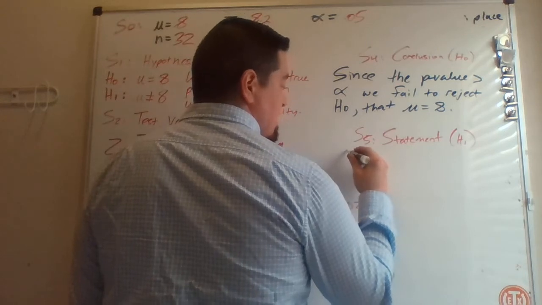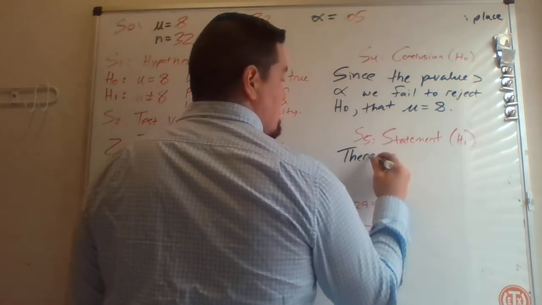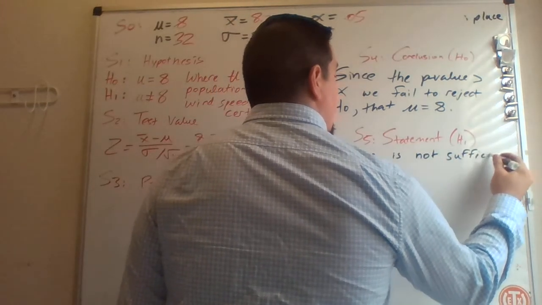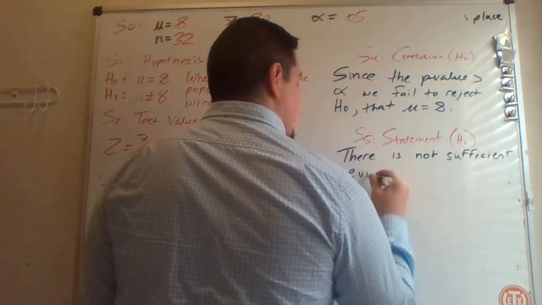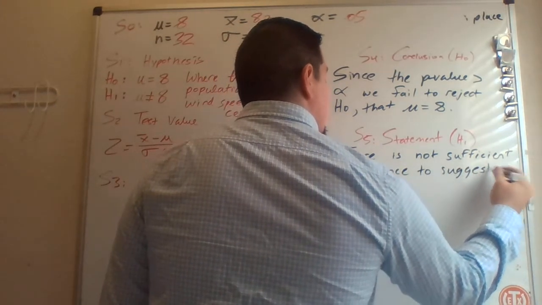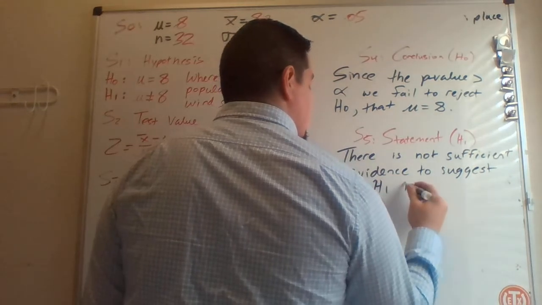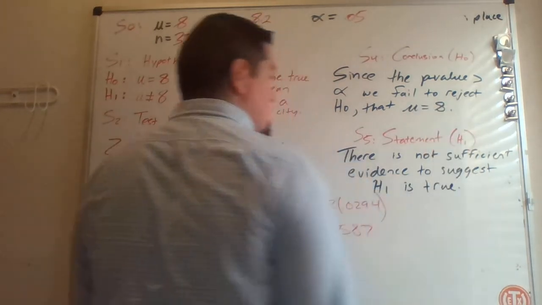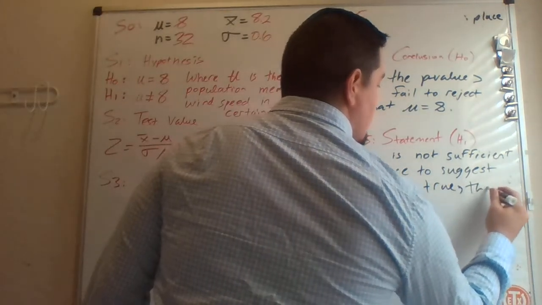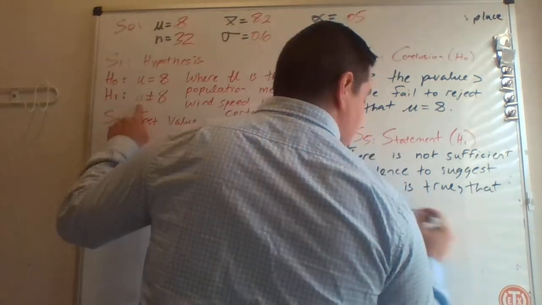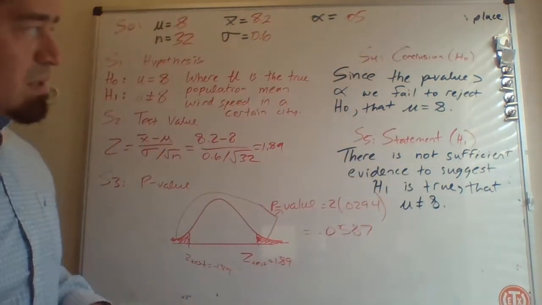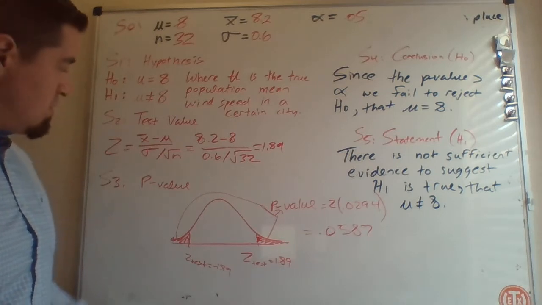That means there is not sufficient evidence to suggest H1 is true. Okay. And let's just refer back to it that if you want to be consistent, mu is not equal to 8. Okay. Now, let's do something real quick.